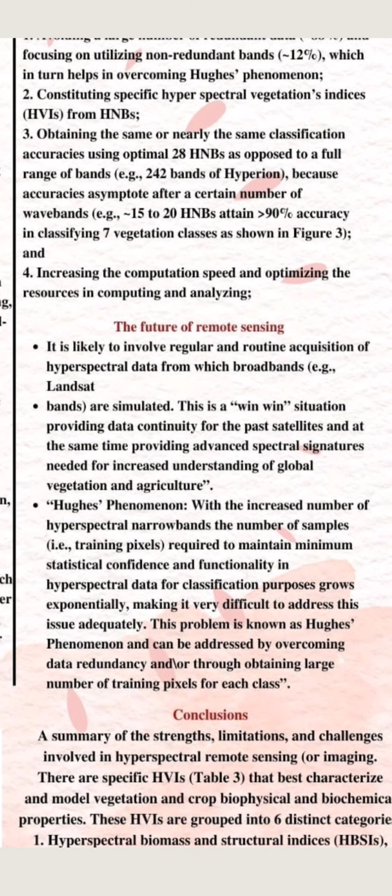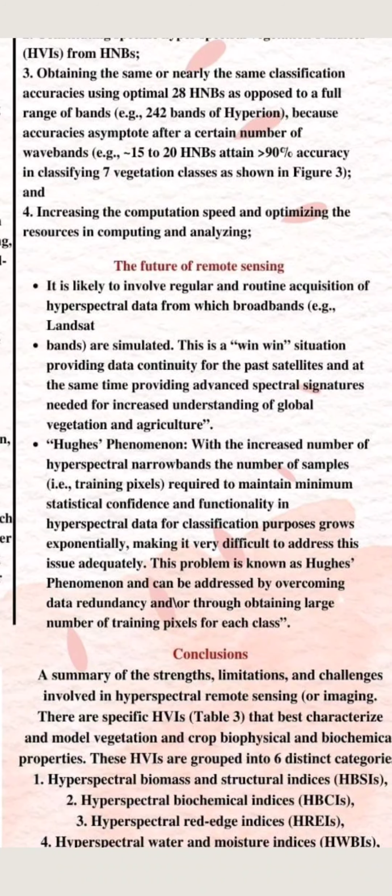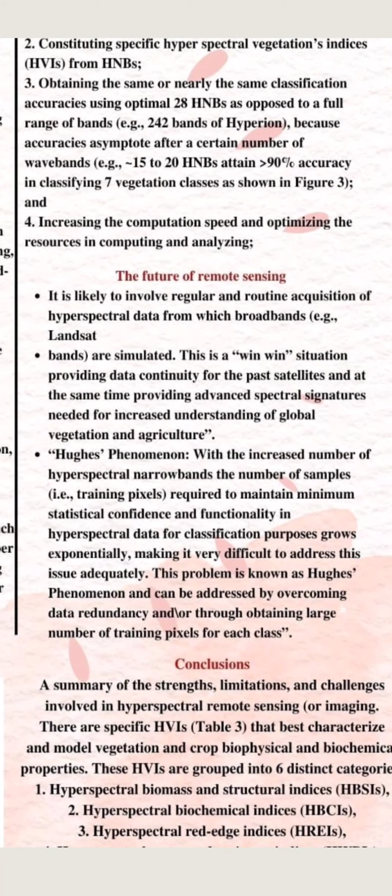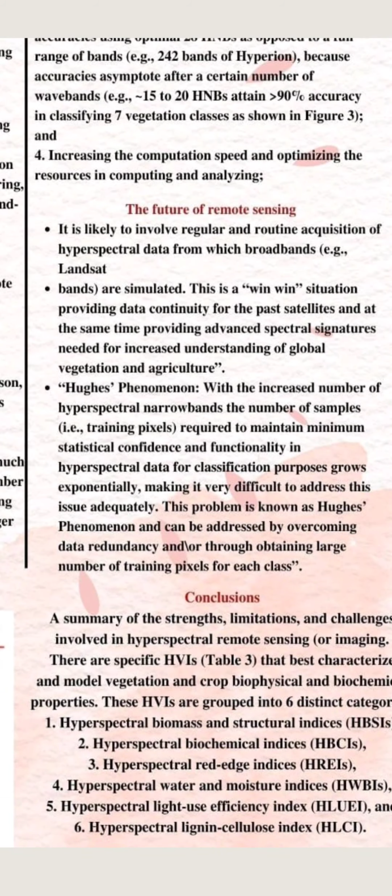To say about the future of remote sensing, it is likely to involve regular and routine acquisition of hyperspectral data from which broadbands are simulated. This is a win-win situation, providing data continuity for the past satellites and at the same time providing the advanced spectral data needed for increased understanding of global vegetation and agriculture.